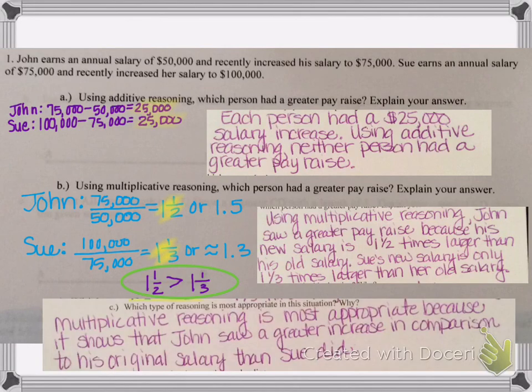Which type of reasoning is most appropriate? Multiplicative reasoning is most appropriate because it shows that John saw a greater increase in comparison to his original salary than Sue did.